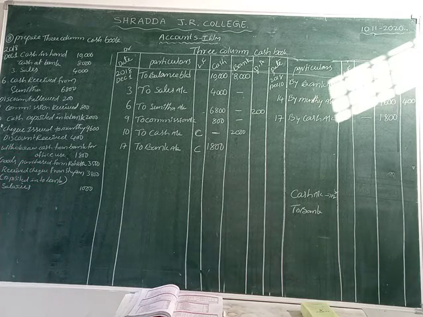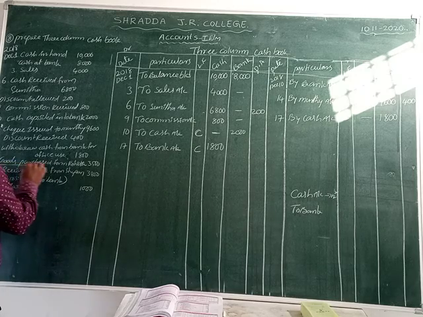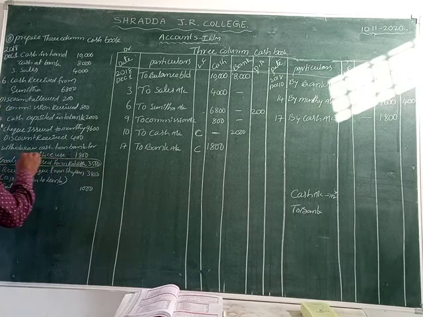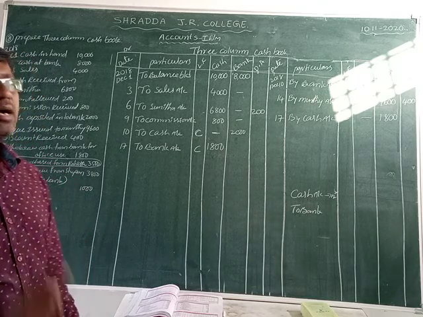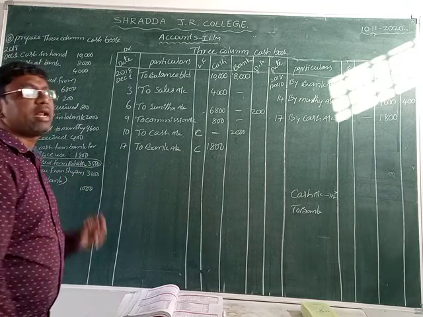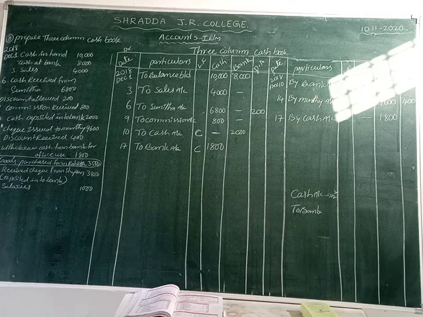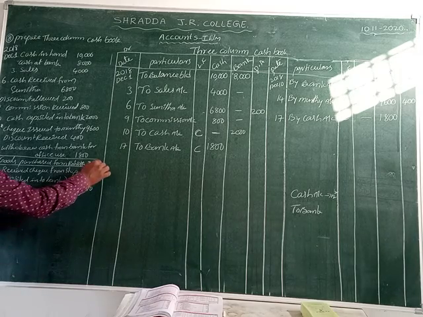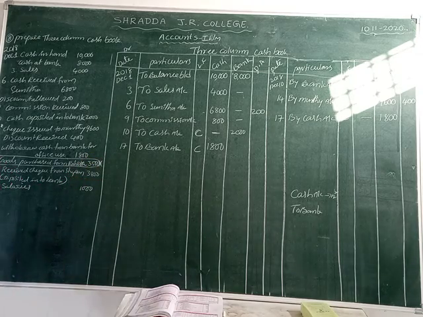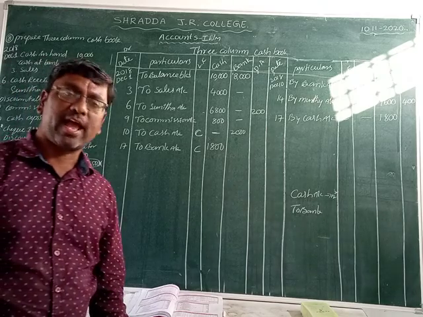Okay now, cash account. Why? Because here there is no cash. That's why we don't record credit transactions. We record only cash transactions in the cash book. We don't record credit transactions in the cash book. That's why we don't record this transaction in the 3-column cash book.